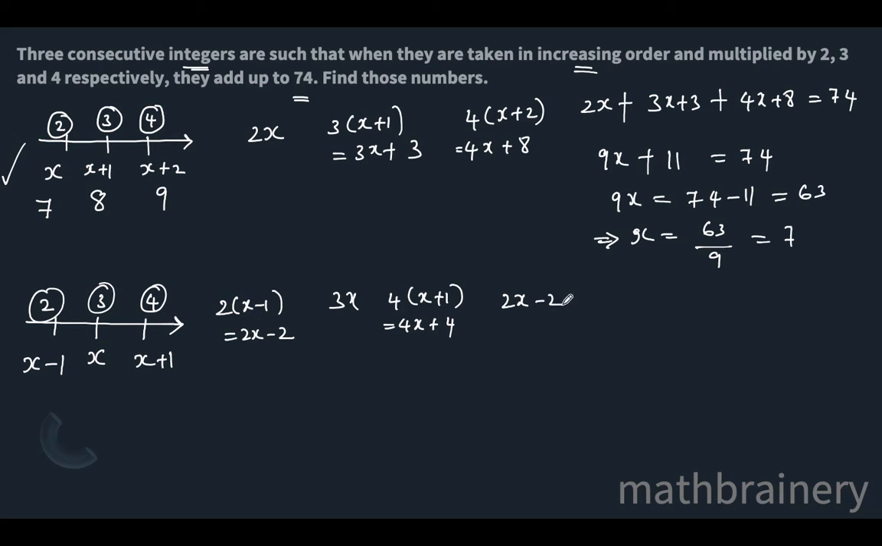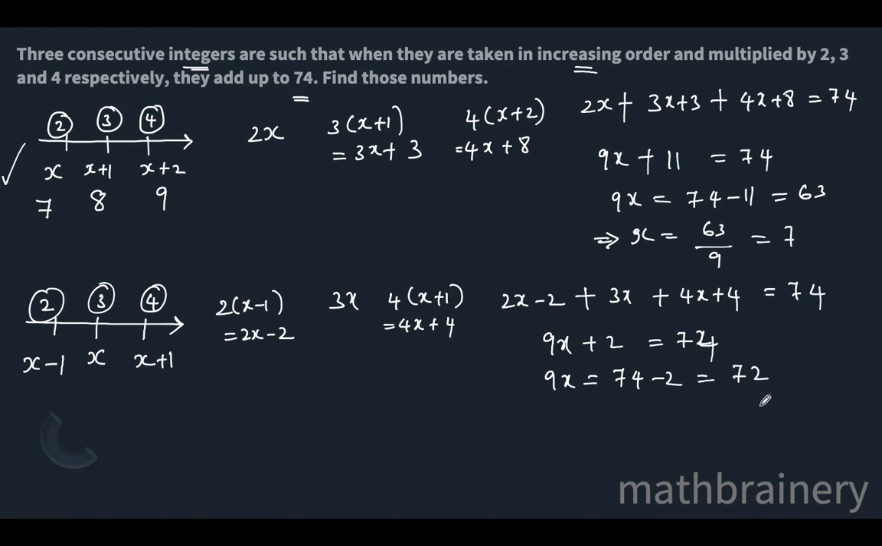So 2x minus 2 plus 3x plus 4x plus 4 must be equal to 74. Let's simplify this. 2x plus 3x is 5x, 5x plus 4x is 9x. Minus 2 plus 4 is plus 2. This is equal to 74. 9x is equal to 74 minus 2. When you transpose 2 to the right hand side, this must be equal to 72. 9x is equal to 72. What does this imply? X must be 72 by 9, which is 8.